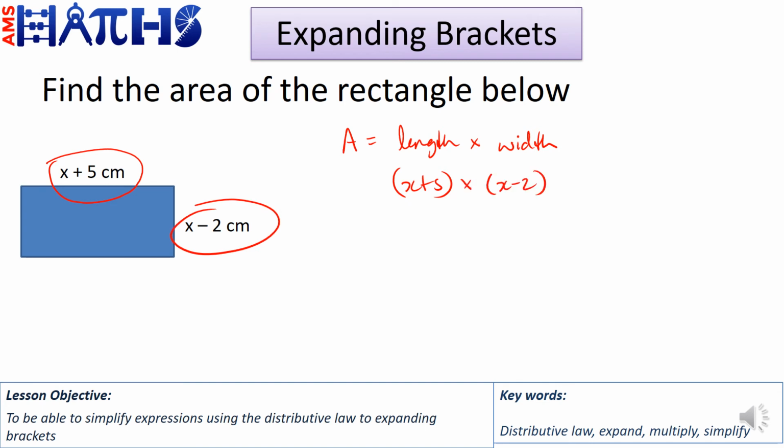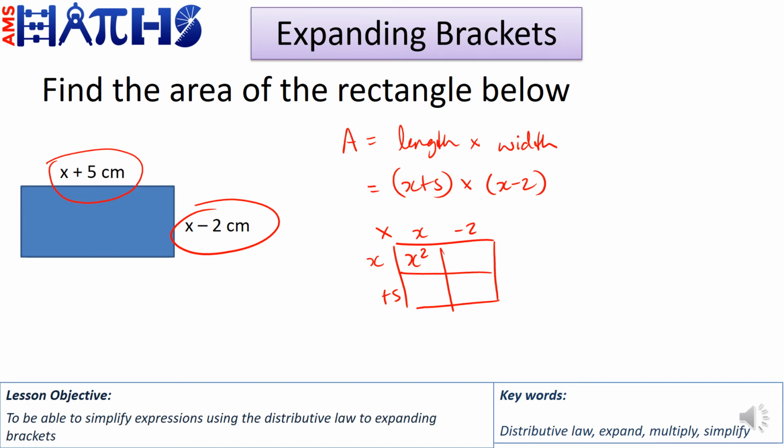Keep those in brackets. So all we need to do is multiply x plus 5 times x minus 2. So we'll set up our grid. Our x plus 5 bracket will go to the left, and the x minus 2 bracket will go on top.